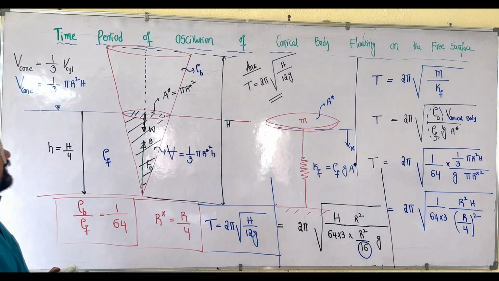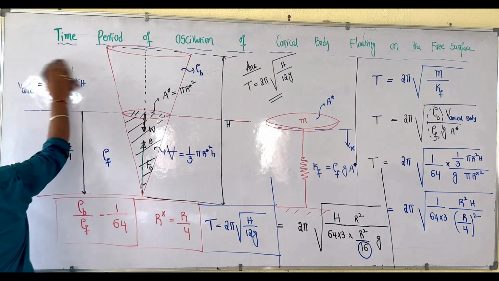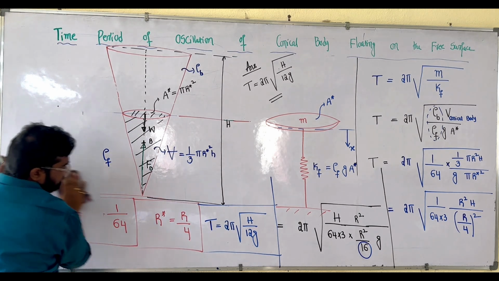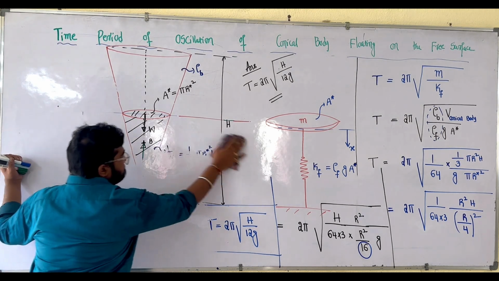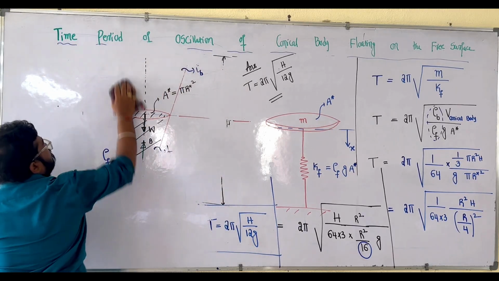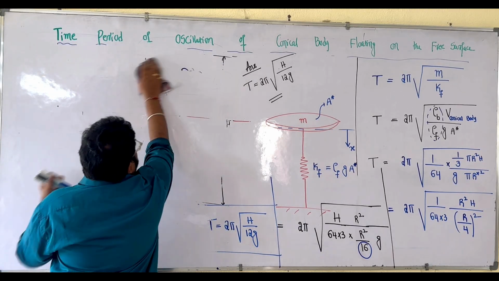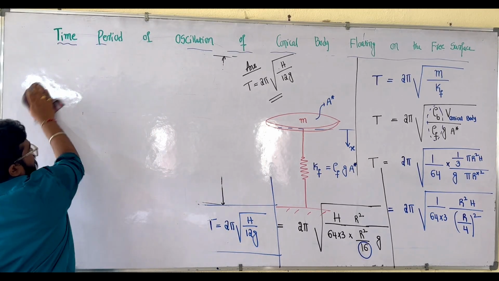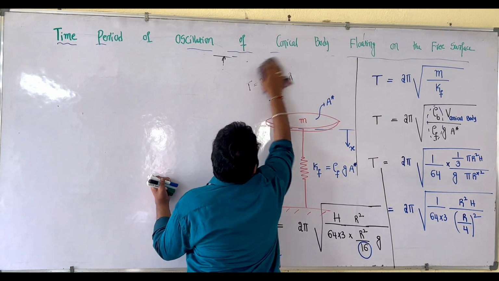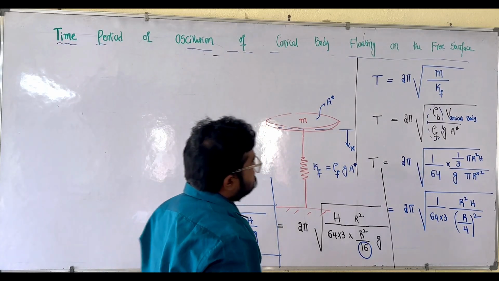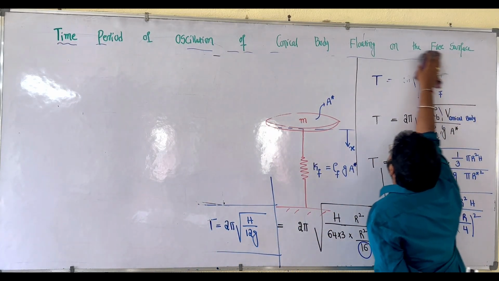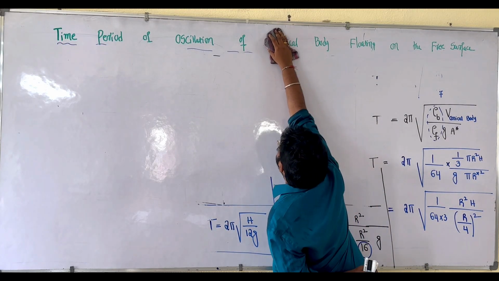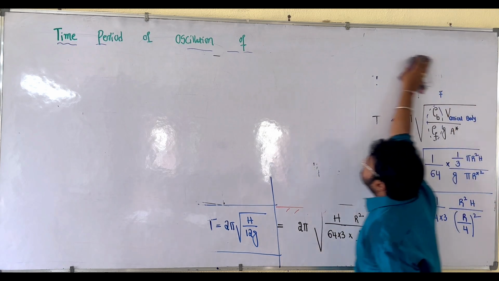Clear? Next data. Time period of oscillation in manometers. Take a manometer. Here the height of the fluid column is H. The length of the fluid column is 2H. So we need to express the time period of oscillation in terms of the length and height of the fluid column. So here, oscillations in manometers.